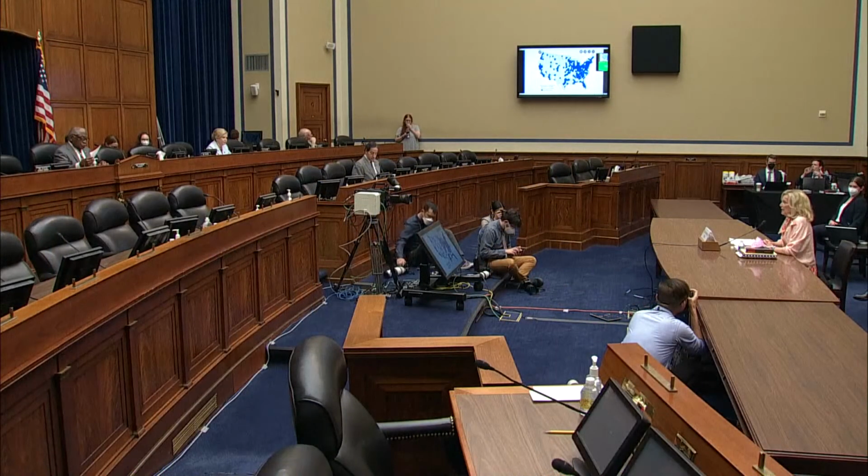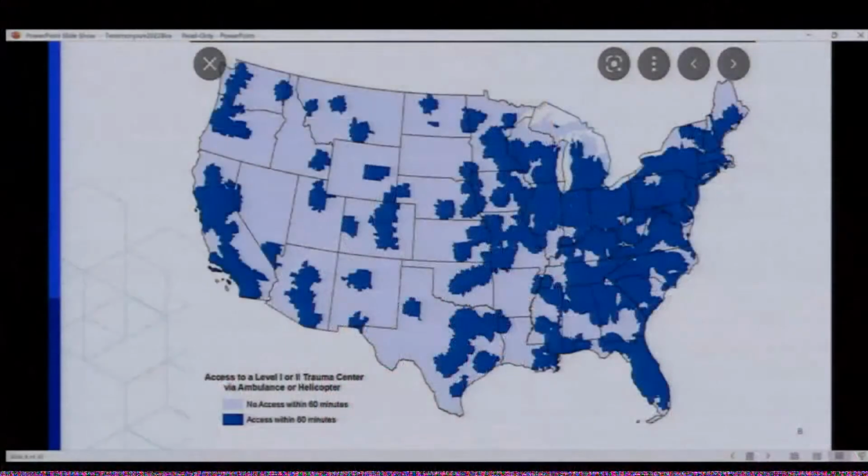In Mississippi, there's 1 level 1 trauma. In New York City area, there's 22. If you look in the map, the light blue areas illustrate that there is no access to either level 1 or level 2 trauma by helicopter or by ambulance within that golden hour of 60 minutes.